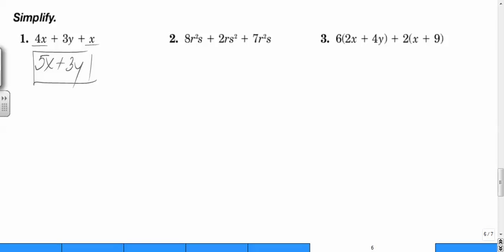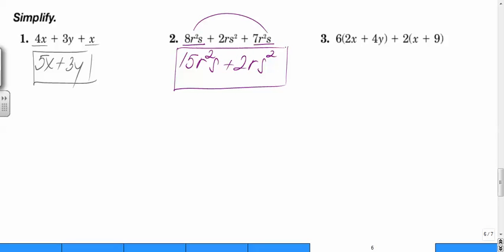Next one: 8r squared s plus 2rs squared plus 7r squared s. You're looking for the terms that have the same variables, at the same power. And these are 8r squared s and 7r squared s, right? 8 plus 7 will give you 15 what? R squared s, plus 2rs squared, which is different. Be careful, do not combine them, okay?